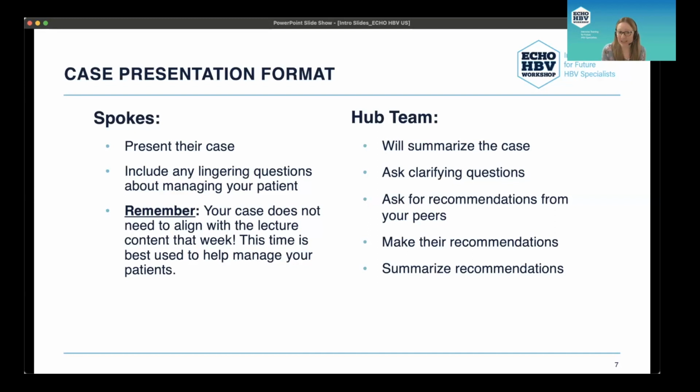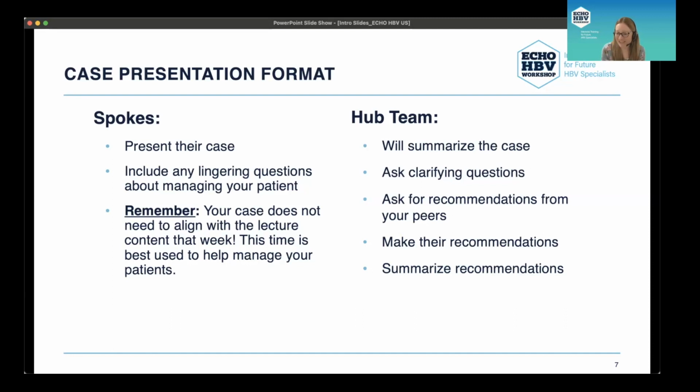And I alluded to that case presentation format. So all of you are the spokes. We would love to have volunteers. We have a patient case form that I can share with you at the end. Of course, we can email it to you. It's on our website as well. So we would ask that one of you present your case. So one person each week. Include any lingering questions about managing your patient, but a good thing to keep in mind is that your case does not need to align with the lecture content. So if we're talking about serology, you don't have to be that specific. So the time is really just best used to help manage your patients.